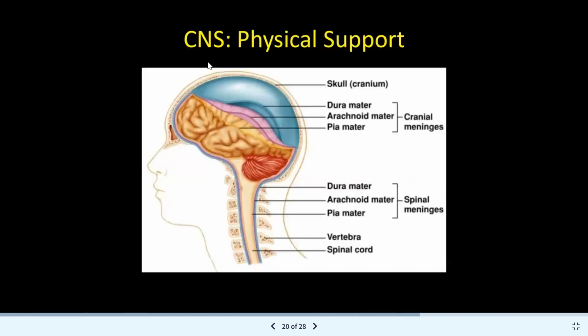Now, the physical support of the CNS. The skull is also known as the cranium, and below it you can see the dura mater, arachnoid mater, and pia mater. Three types of mater are present: dura, arachnoid, as well as pia mater. They are part of the cranial meninges. Below, you can see the dura mater, arachnoid mater, and pia mater associated with the spinal meninges, and below that the vertebra and spinal cord.